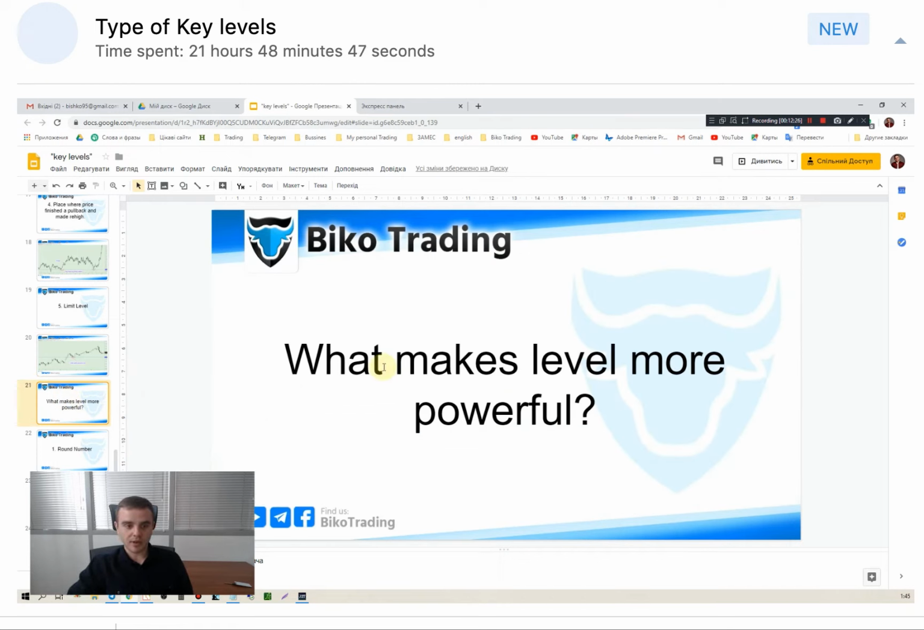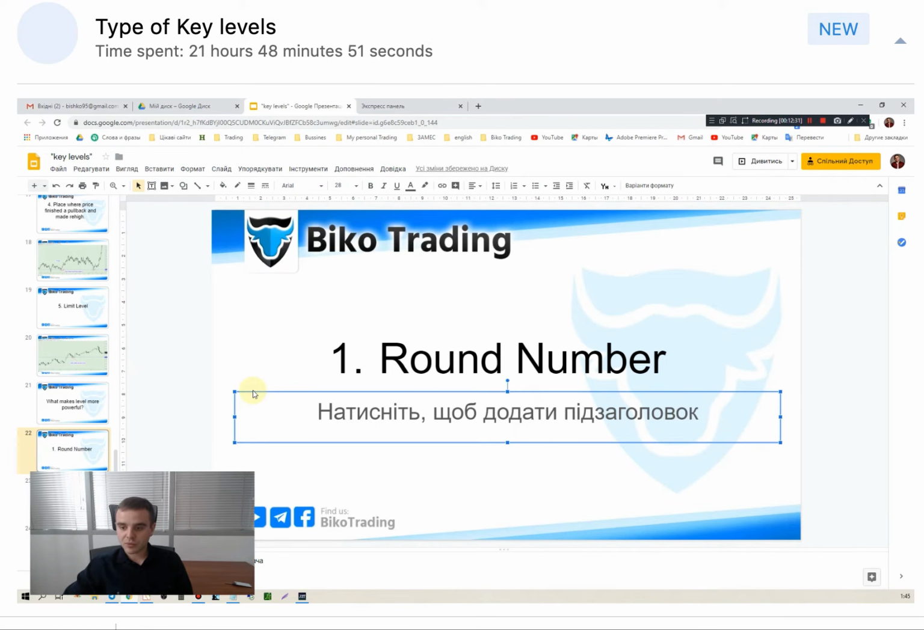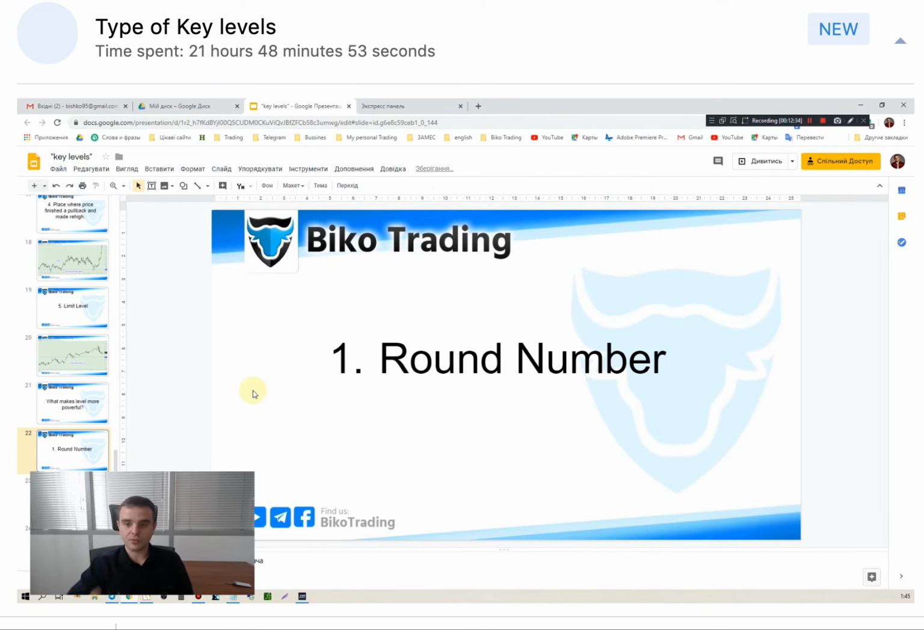What makes a level more powerful? First, it is a round number. If price bounces from a round number, it's a good confirmation, because many options, when you trade real options on the Chicago Mercantile Exchange, are only round numbers. You cannot put an option on something like 1.2345. That could only be round numbers.